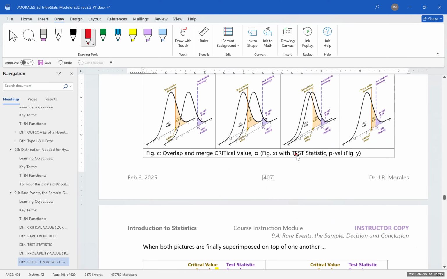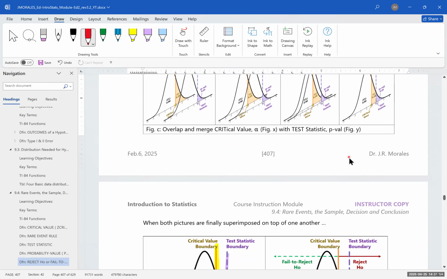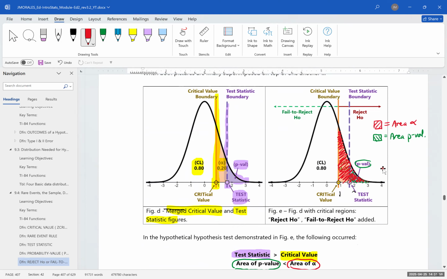If I go back to when these were separate, you can see that the significance level is this entire area from the boundary all the way out to the tip of the tail, whereas the p-value is also an area to the tip of the tail, but it's bounded by the test statistic. So when you put them on top of each other, it looks like maybe the p-value is kind of covering the significance level a little bit. Okay.